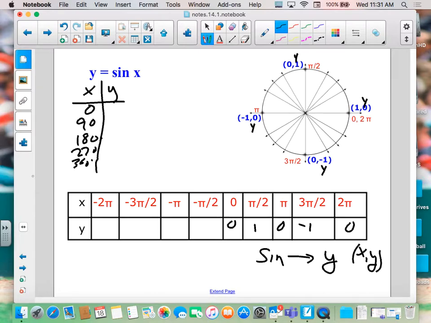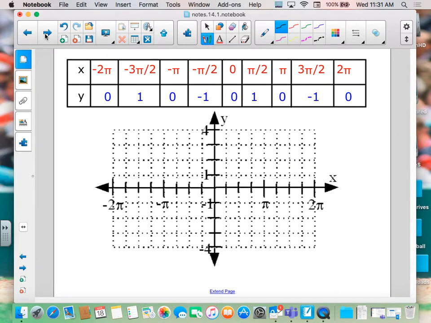We could go back around this way. Remember, negative terms would go down, and our y value of negative pi over 2 is negative 1. We come around here to negative 180, sine is 0. Come up here, it's 1, and it's 0. So we'll give you the completed table right here.